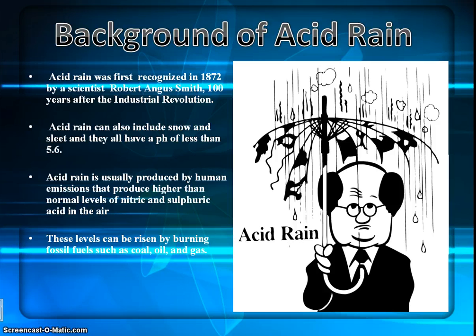So some simple background of acid rain: it was first recognized in 1872 by scientist Robert Angus Smith, 100 years after the Industrial Revolution. As some of you might not have known, acid rain can also include snow and sleet, and they all have a pH of less than 5.6. Acid rain is almost always produced by human activities that produce higher than normal levels of nitric and sulfuric acid in the air. These levels can be raised by burning fossil fuels such as coal, oil, and gas.